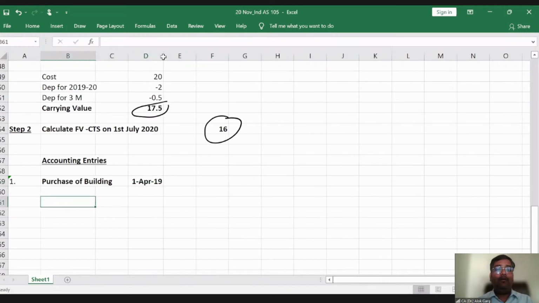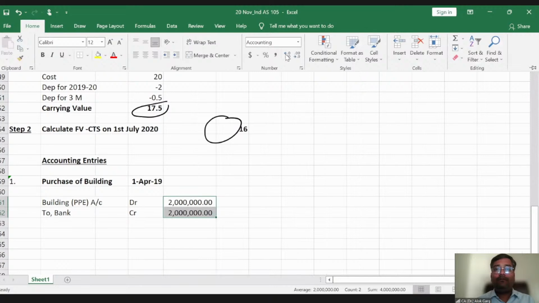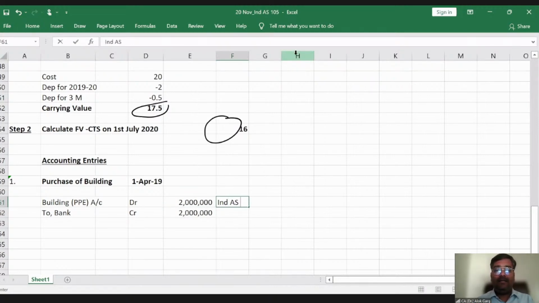Very simple. Building PPE account debit to bank account. Debit, this is credit. Amount is 20 lakhs. Clear? This entry is as per Ind AS 16.